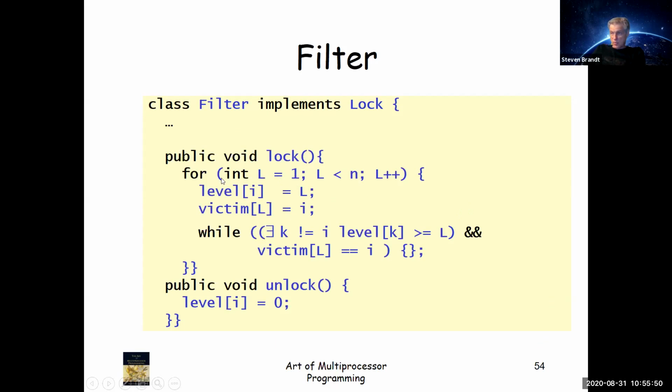To do the lock, we're going to iterate from 1 to n. We're going to set the level to the one that we want to enter. And then we're going to set the victim at that level to us, right? And then we have this pseudocode here that says: while there exists a k not equal to I, with level k greater than or equal to L, and victim L equal to I, we wait. So this is going to replicate the Peterson lock L times, essentially. You have to make progress through each of the levels.